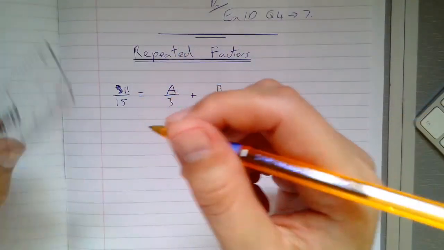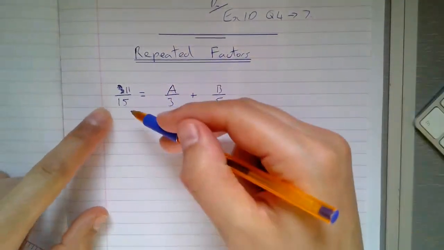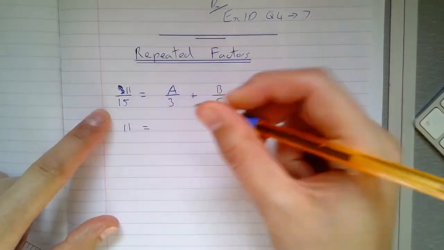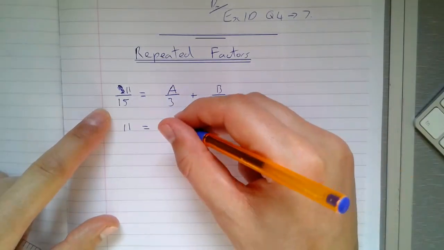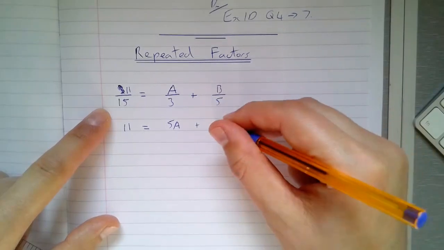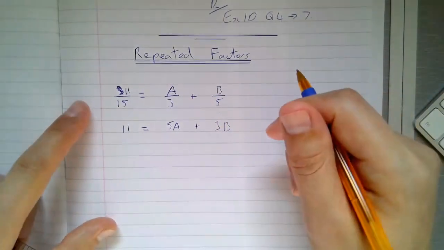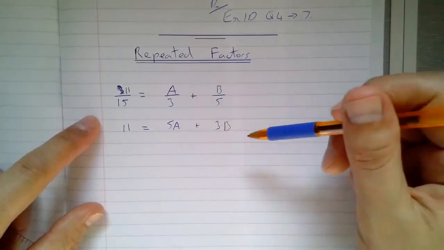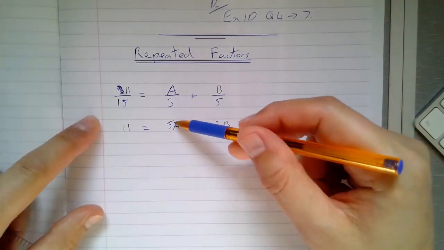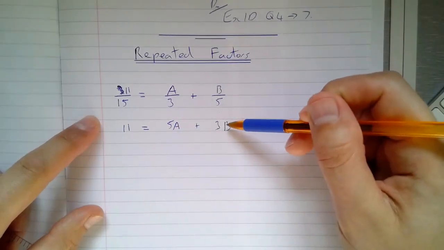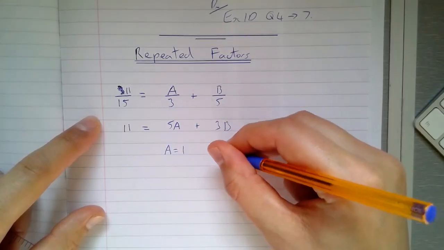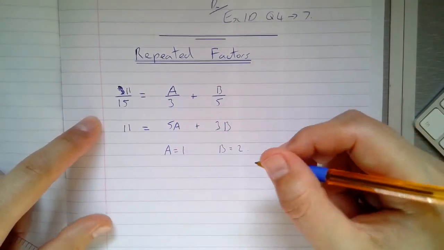Okay, so hopefully what you did was you times through by 15, because that's what we did yesterday. We times by the denominator on this side. If you times this by 15, you're going to get 5 lots of A. And if you times this by 15, you're going to get 3 lots of B. Now you haven't got the x's today to try and kill stuff, but just by inspection, you could think, well, 5 plus 6 would give you 11. So A equals 1 and B equals 2 would be a solution.